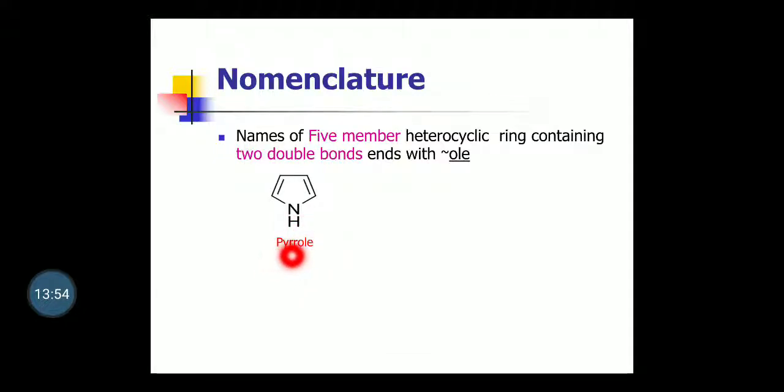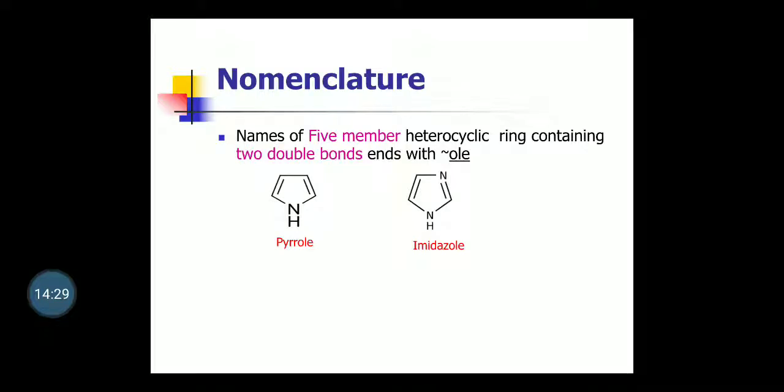and PYR stands for nitrogen. PYR, aza, azo, if these types of terms come as a prefix, it indicates there is a nitrogen, and the suffix OLE indicates a 5-member ring with 2 double bonds. Like, the name of a 5-member heterocyclic ring containing 2 double bonds ends with OLE. Next example we are going to see, in which the 5-member ring is there, 2 double bonds are there, the condition is satisfied for the first rule. So normally the name of this ring will end with OLE.